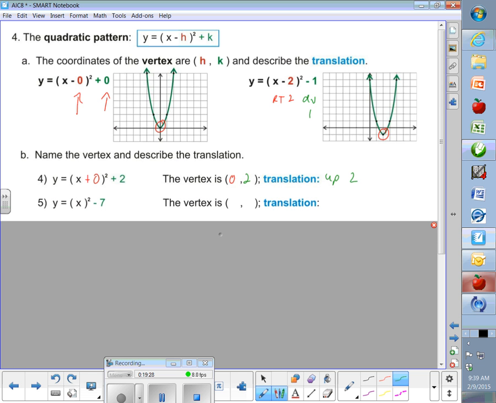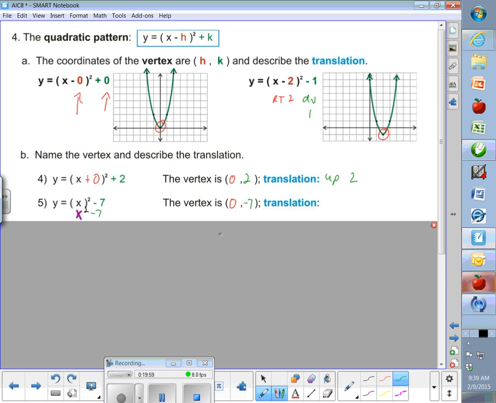Now, the second one is normally the way it'll look with the parentheses when the h is a 0. We'll just say, really, x squared, and usually it won't even be a parentheses there. It'll just be x squared minus 7. I'm just trying to keep it clear for you guys. But again, normally this would just be x squared minus 7. And so the h value is 0, and the k value is negative 7.